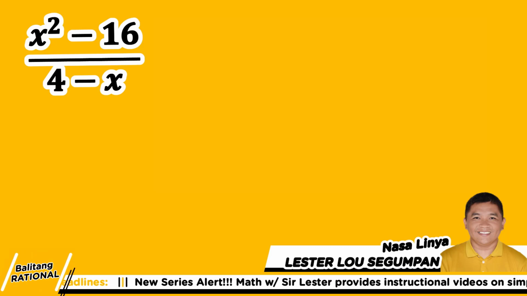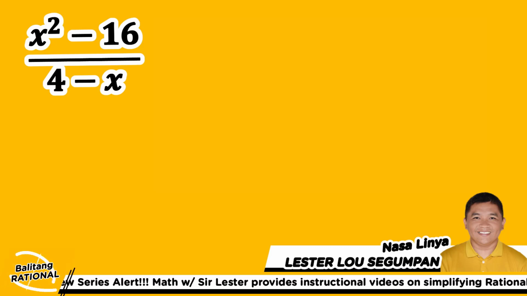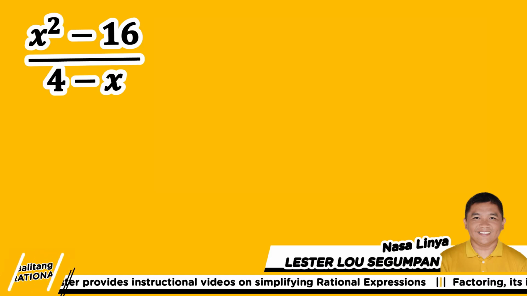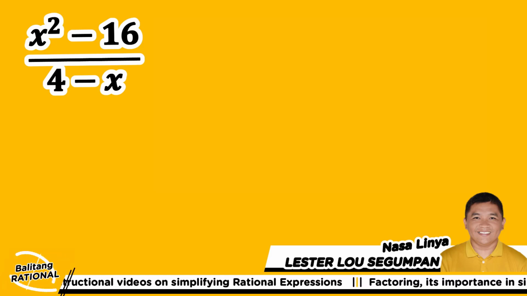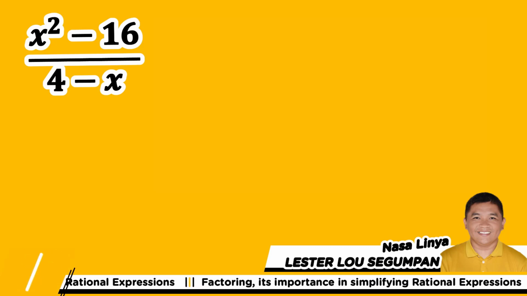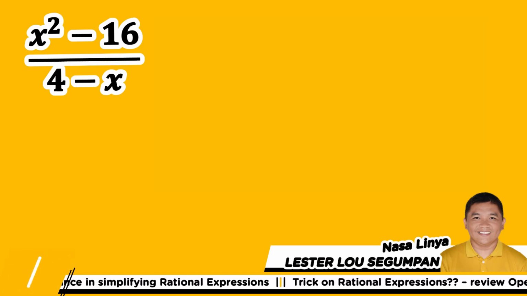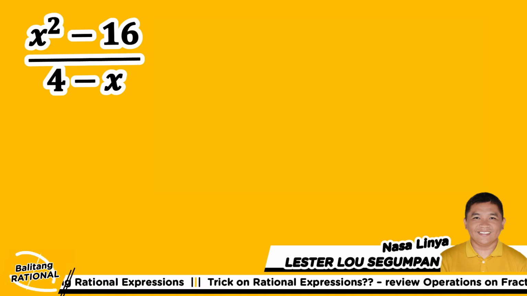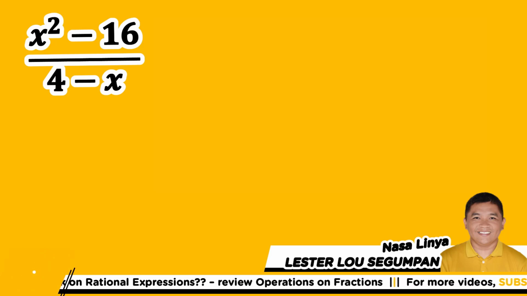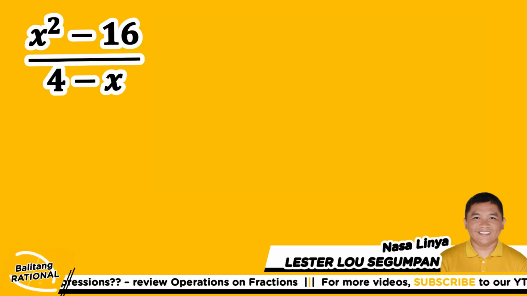Hatid natin ngayon ang pag-simplify ng rational expression in front of us. It's x squared minus 16 all over 4 minus x. We cannot cancel out 16 or divide 16 by 4 nor x squared by x here kasi nga the cancellation law is only applicable for terms or coefficients separated by multiplication. Dito, x squared and 16 on our numerator ay separated ng isang subtraction symbol. Katulad na rin ng 4 at x sa denominator.